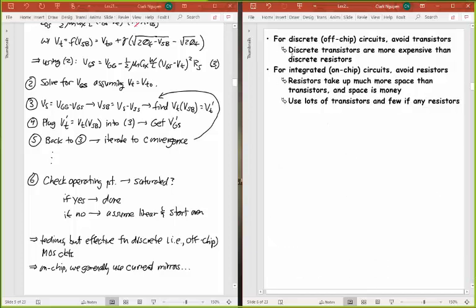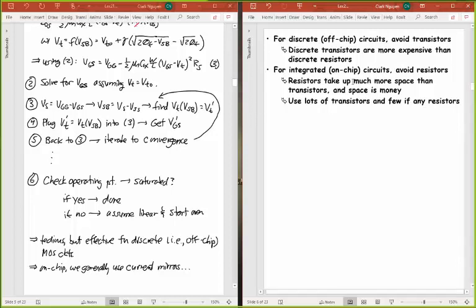Just to start off, what I just said: for discrete off-chip circuits, avoid transistors. That's what we're doing right now, because in this class you're learning to design discrete circuits. Discrete means at the board level. The reason you want to avoid transistors is because discrete transistors are more expensive than discrete resistors. Once you go integrated, you go on-chip, you want to avoid resistors.